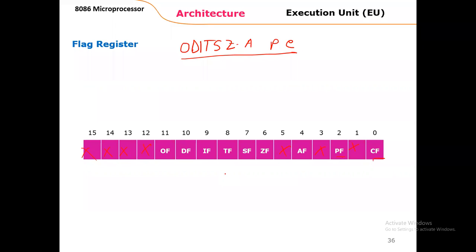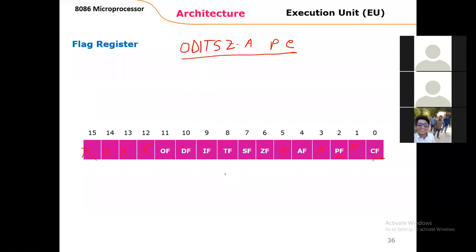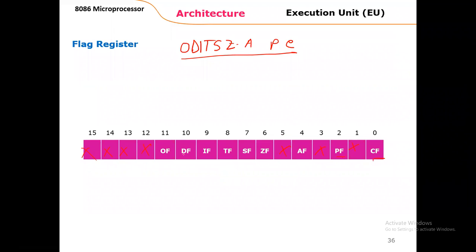Now this is a different part. O means OF, overflow flag; D means DF, direction flag. O flag, D flag, ODITS ZAPC. So now we start.